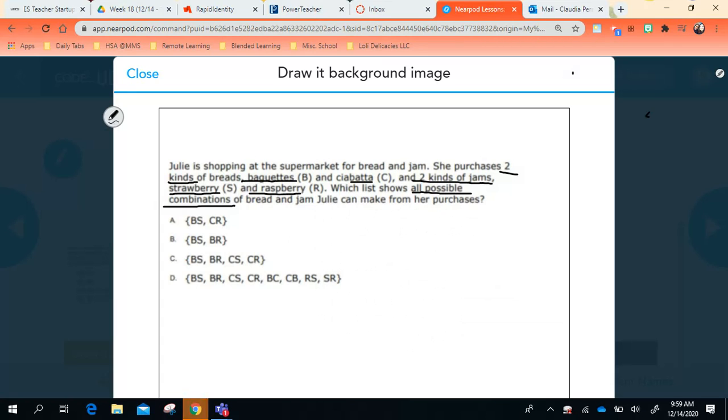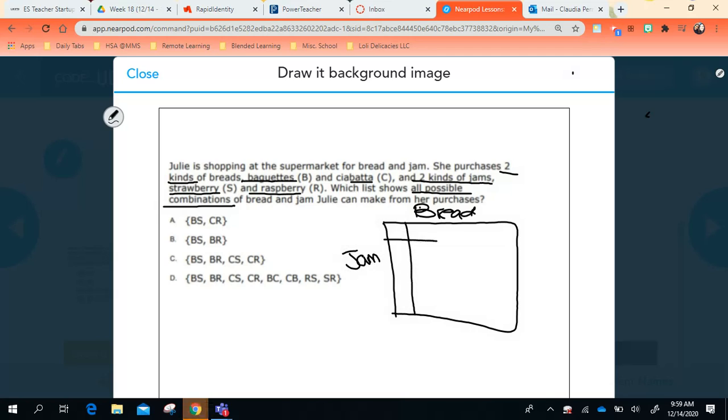When you do a table, you need to make sure that you have 2 choices right here. You have breads and you have jams. So the top is going to be one of your choices. Like I'm going to choose breads. And the side is going to be my second choice, so jams. So then my top line is going to be, well, what are my breads? I have baguette and I have ciabatta. And then what are my jams on the side? I have strawberry and I have raspberry. So this is how we start our table. This should be your very first step.